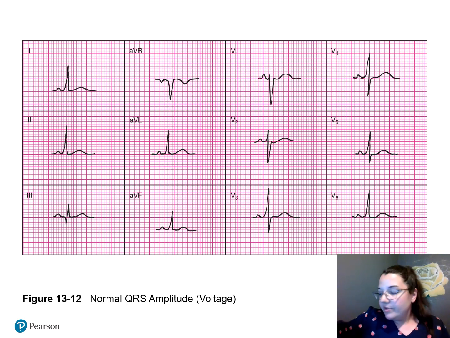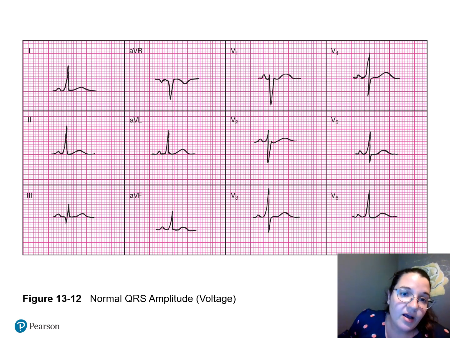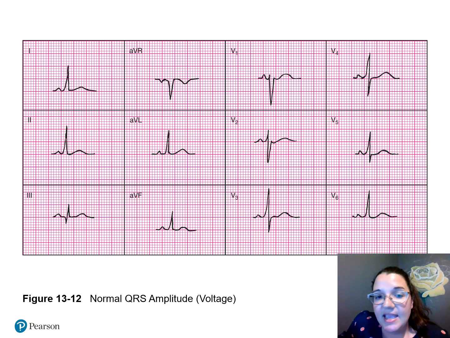So when we're talking about no more than 13 mm, we're talking about vertical, going up. Amplitude, remember that from EKG 1? How do we measure time? We go horizontal, we go across. And how do we measure amplitude? We measure it going up.